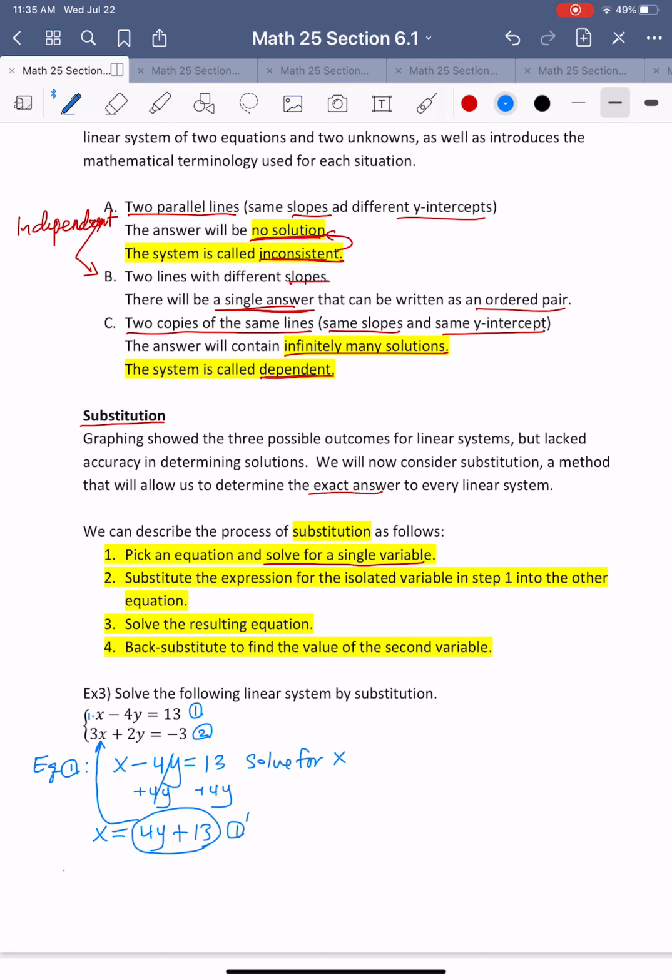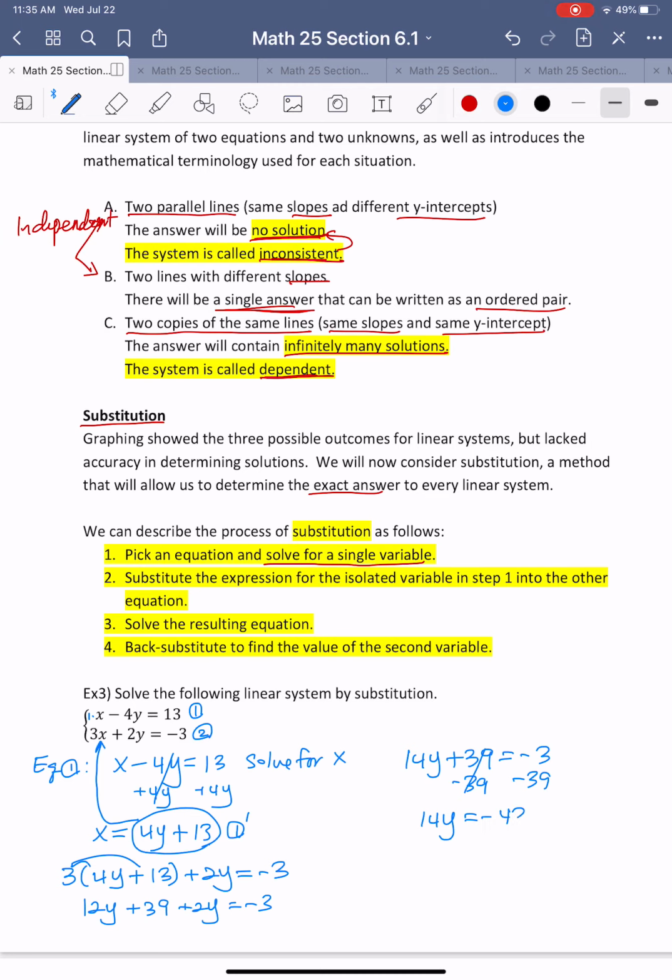So now I have 3 times x, which is now 4y plus 13, plus 2y equal to negative 3. So I just substitute 4y plus 13 for x. Now I'm going to solve for y. When you distribute the 3, I got 12y plus 39 plus 2y equal to negative 3. And then I got 14y plus 39 equal to negative 3. Subtract 39 from both sides: 14y equal to negative 42, divided by 14. I believe this is negative 3.